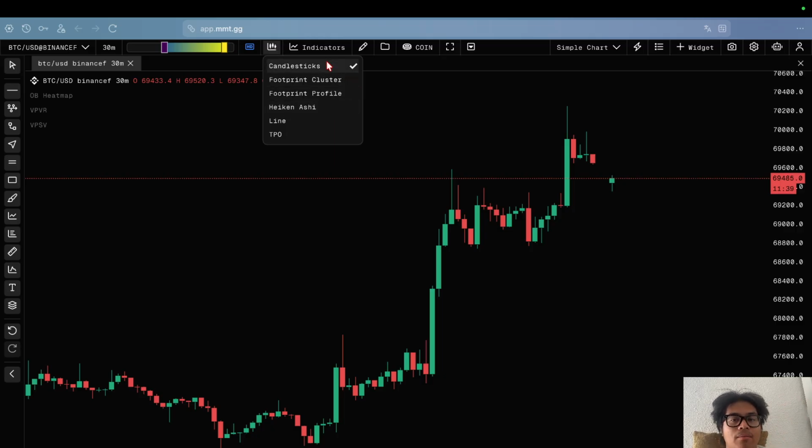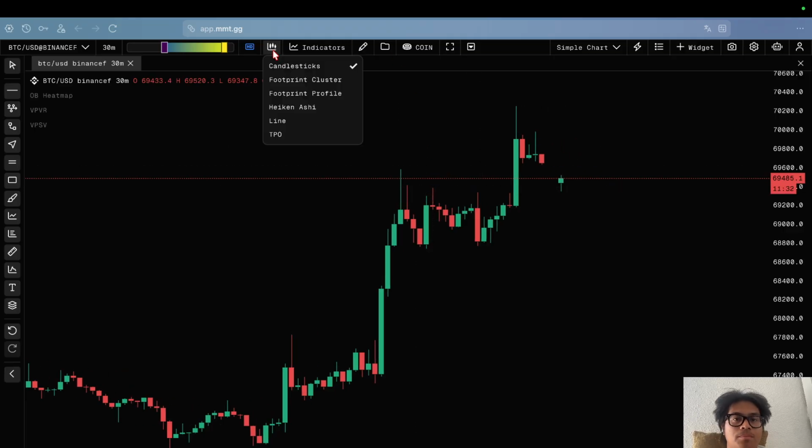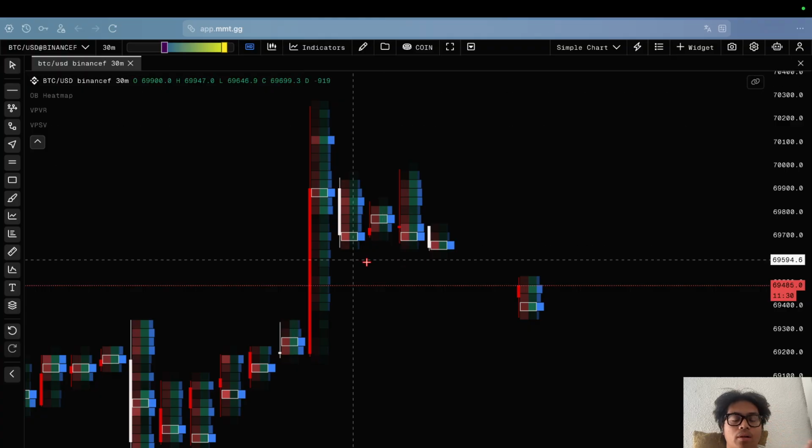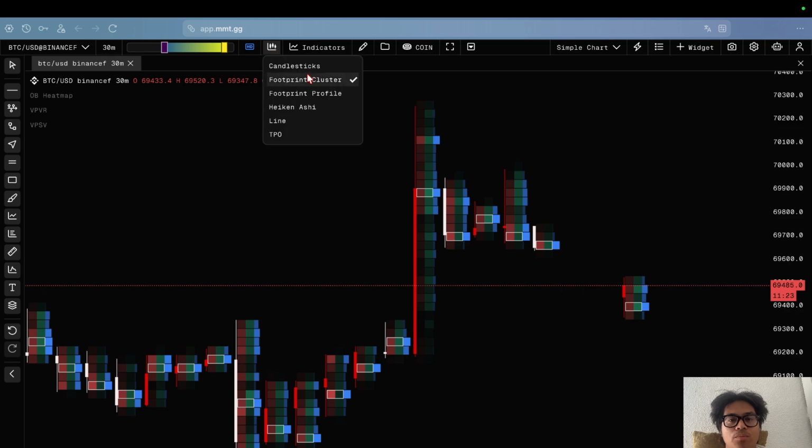This is the default one, the candlestick that you and I know, that we've been trading for a while, for years. And this is the footprint. I'm going to show you a little bit of each one of them and what you can do. There are two types of footprints.